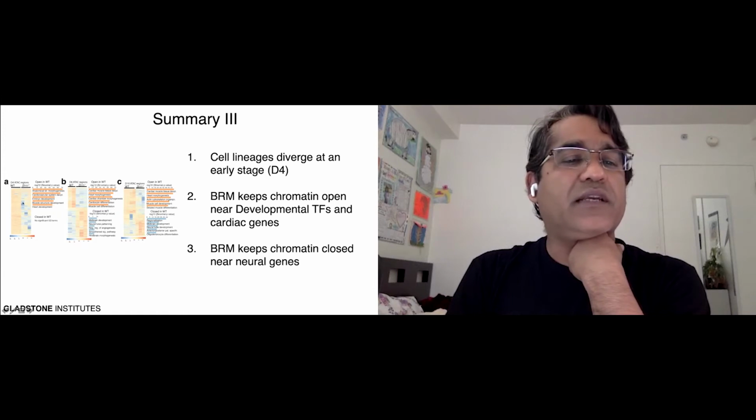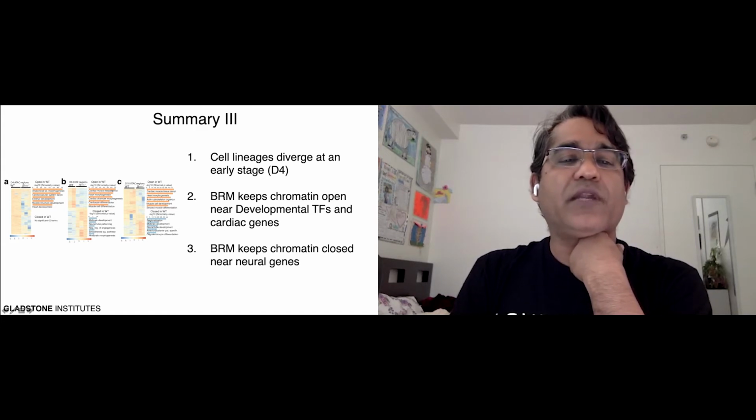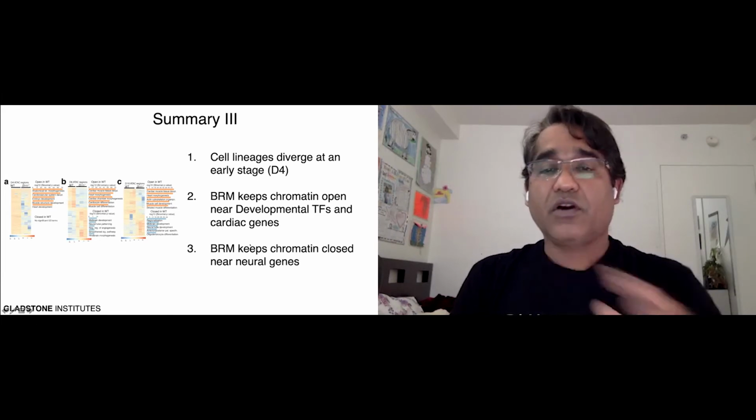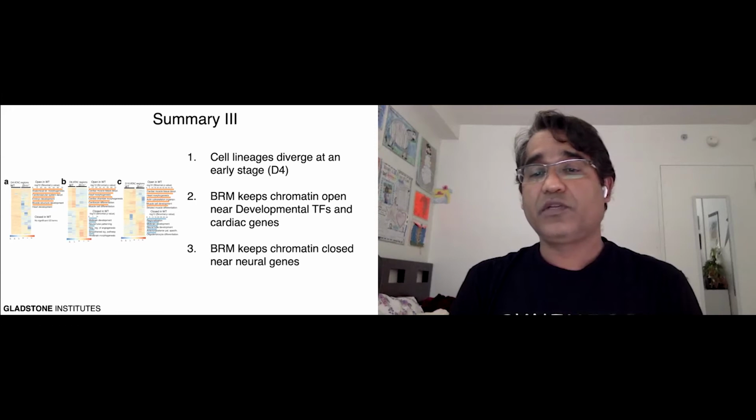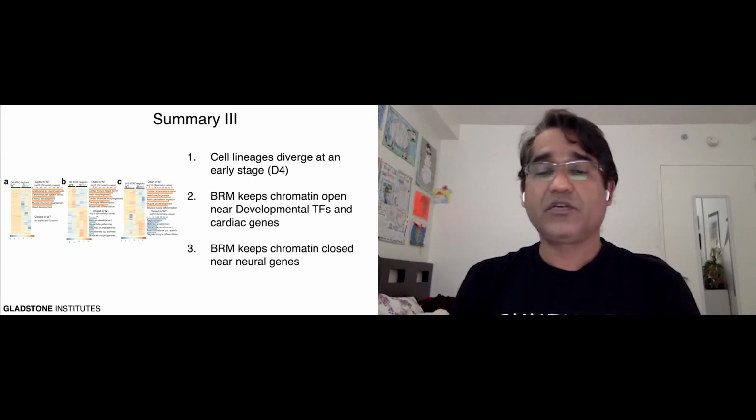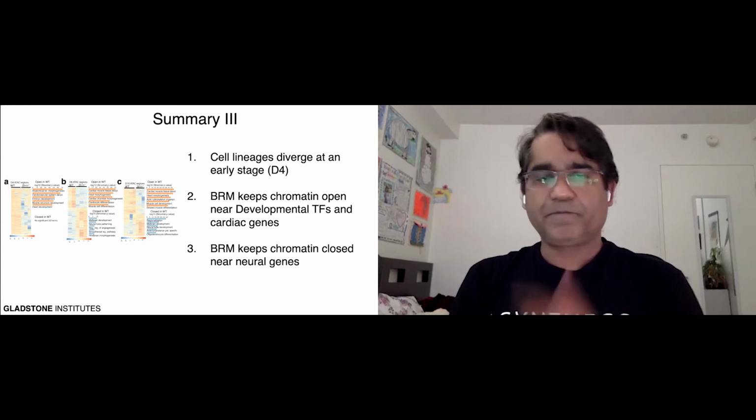What we can see is that in wild type cells, mostly the chromatin is open near cardiovascular and embryo development genes, but in day 6 and day 10, chromatin is open for cardiac muscle tissue or cardiac developmental genes and closed in brain developmental genes. And thus, we conclude that cell lineage diverges at an early stage. BRM keeps chromatin open near developmental transcription factors and cardiac genes, and BRM keeps chromatin closed near neural genes.